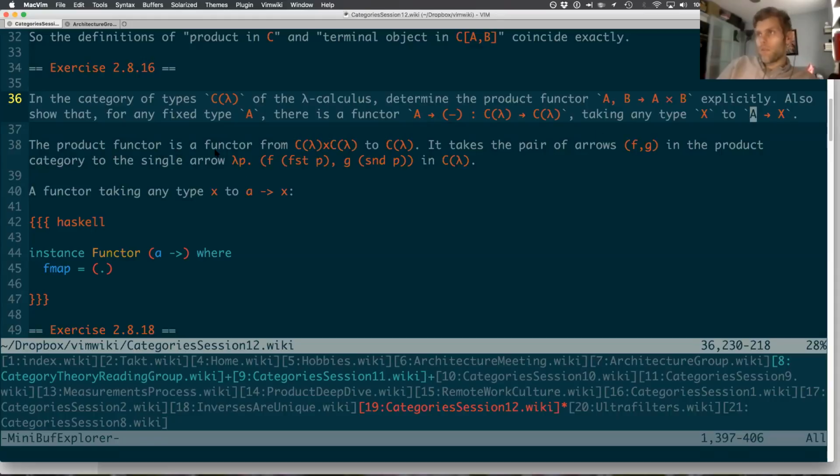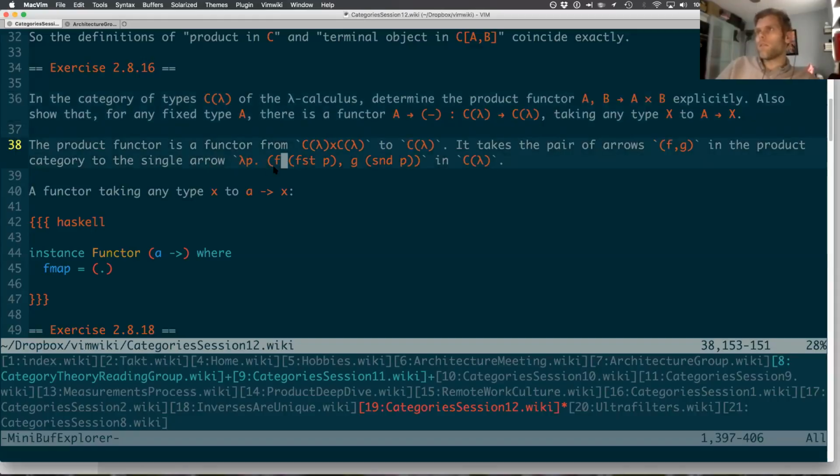So the product functor is just the functor from the product category C lambda times C lambda to C lambda. And it just takes the pair of arrows f, g in the product category to the single arrow, which is lambda of p, where p is the product. And then it applies f to the first half of the product and g to the second half of the product and puts them together in a product, right?